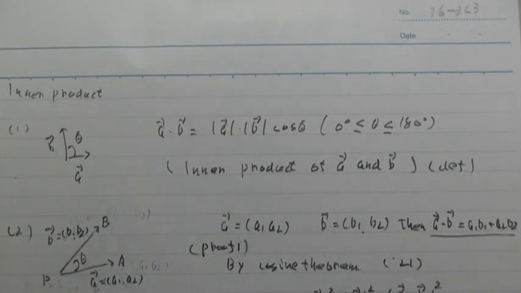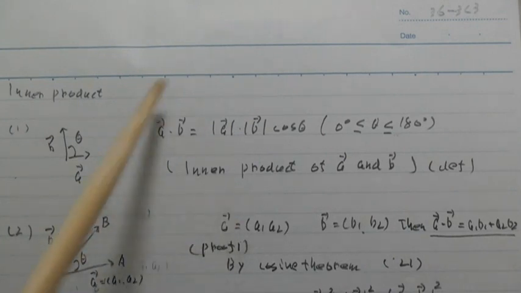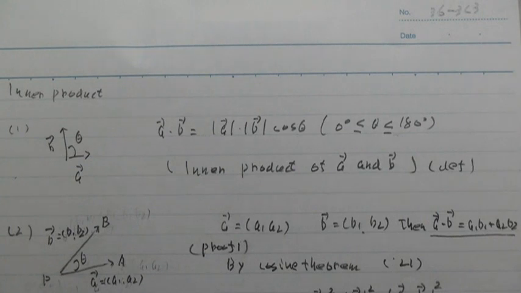Hello everyone, number 36, branch 3L3, vector and inner product. Parenthesis 1: vectors A and B with angle theta. The inner product A·B equals |A| times |B| times cos theta. And this is the inner product of vector A and vector B.